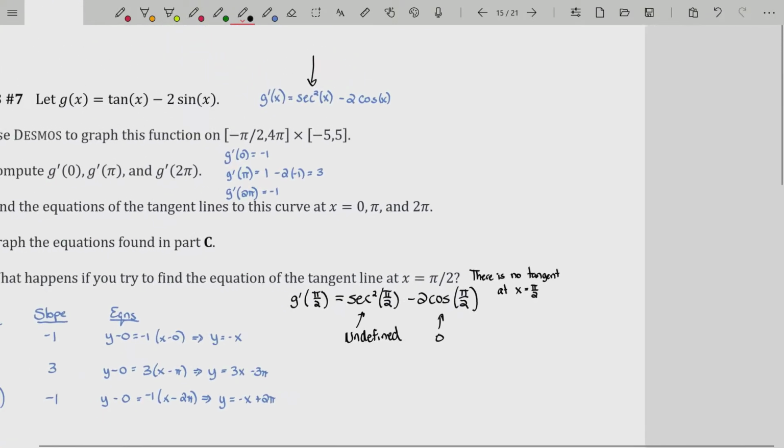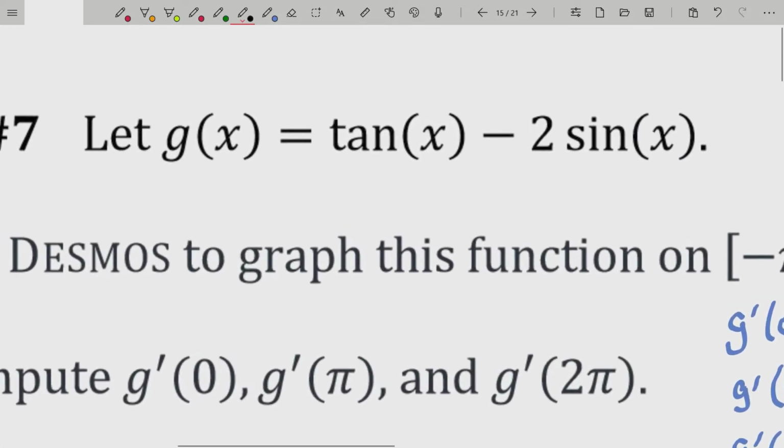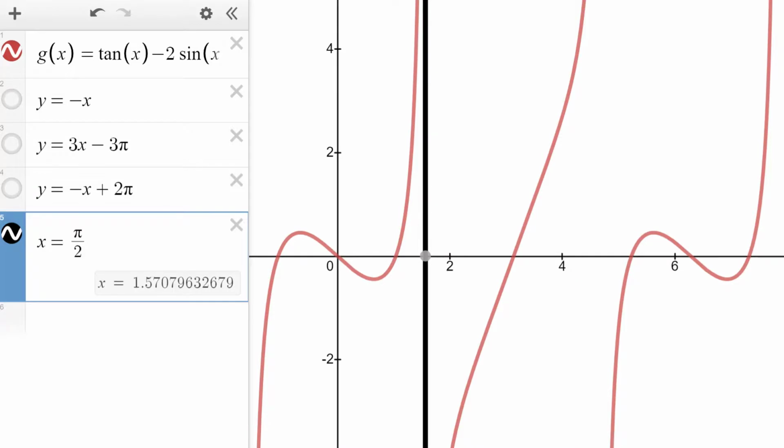Why? Because the derivative doesn't even exist at pi over 2. Well, let's see why that is true. Because the original function doesn't even exist at pi over 2. Tangent at pi over 2 is non-existent. It does not exist. It's undefined.